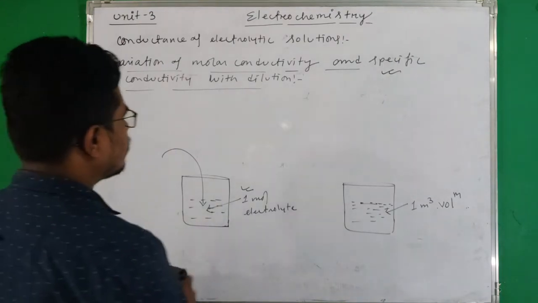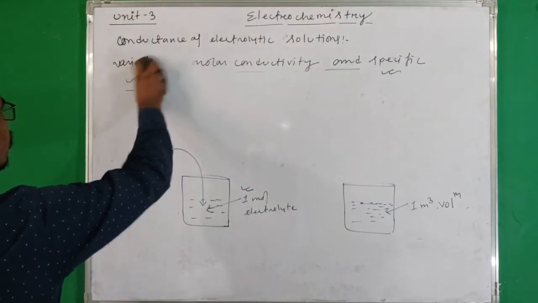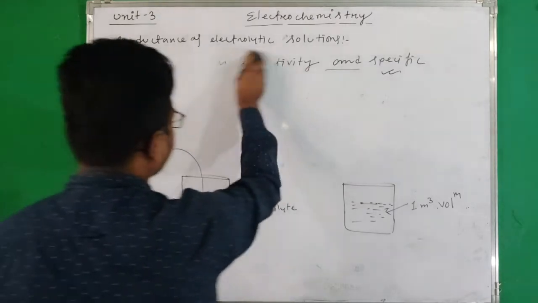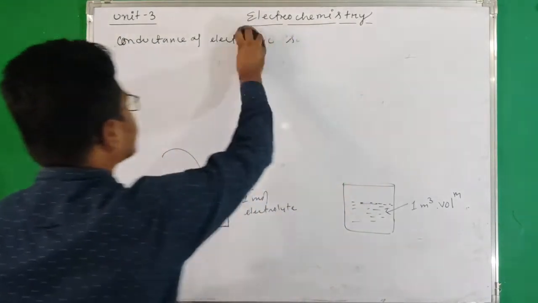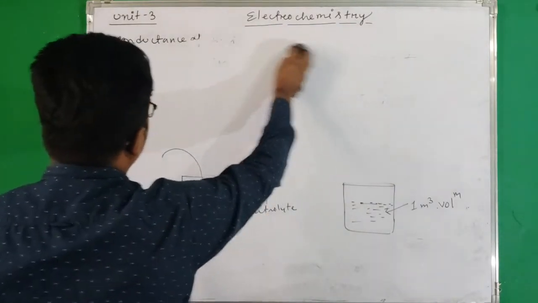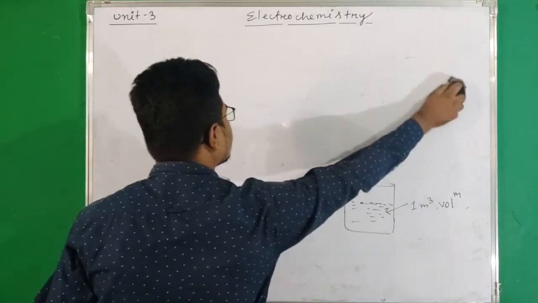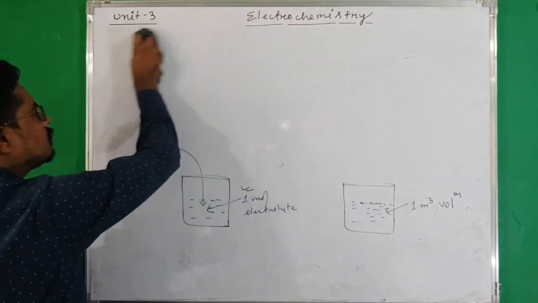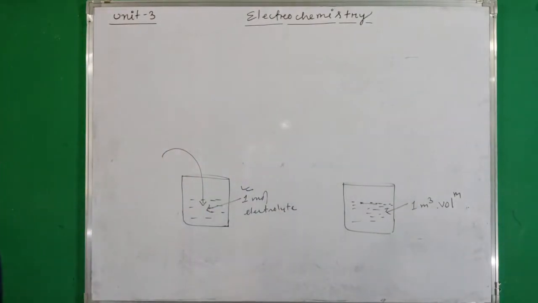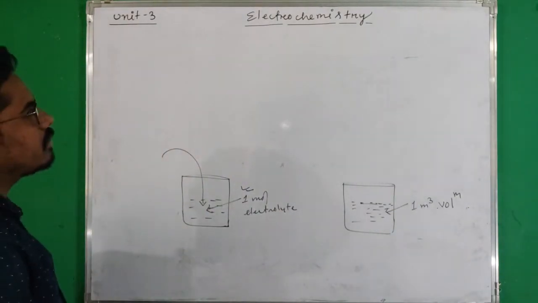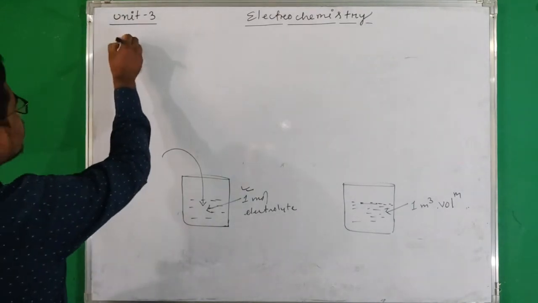In exams, questions are asked: explain how molar conductivity and specific conductivity vary with dilution. So you have to write that the molar conductivity increases with dilution, and the specific conductivity decreases with dilution.